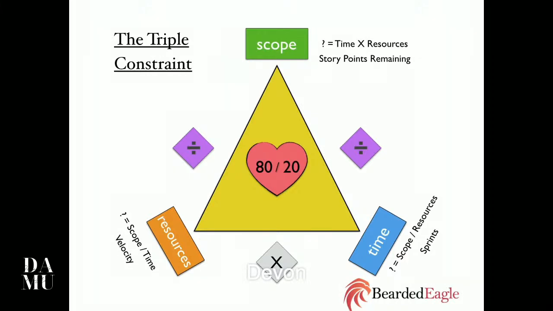And the triple constraint classically is made up of scope, as you see at the top of this triangle. And then on the lower right-hand side, you see time. And then you see this one on the lower left-hand side, which realistically is cost. But for a lot of Agile teams, that just boils down to resources. So cost is really what it should be. But for most Agile teams, that really boils down to resources. Now, I'm going to explain that just a little bit more.